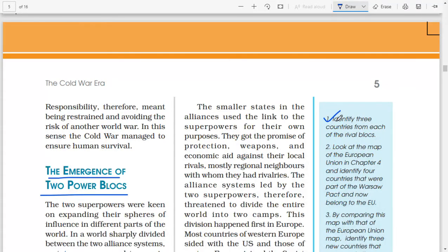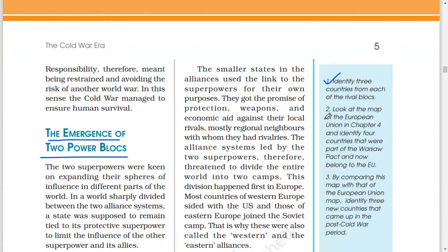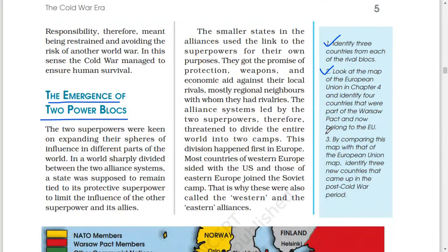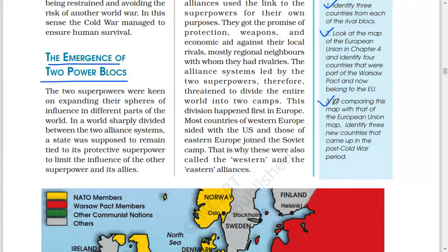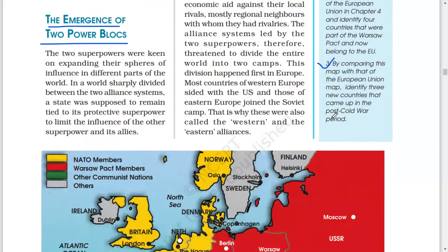One, identify three countries from each of the rival blocs. Two, look at the map of the European Union in Chapter 4 and identify four countries that were part of the Warsaw Pact and now belong to the EU. Three, by comparing this map with that of the European Union map, identify three new countries that came up in the post-Cold War period.